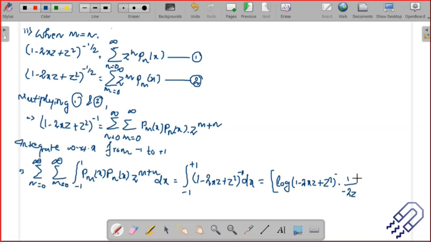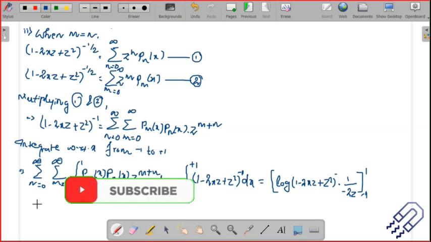So please recall what you remember from integration basically. So this is minus 1 to plus 1. Okay, so this is my term on the right hand side, and let me just take the left hand side and try to simplify it a bit more.